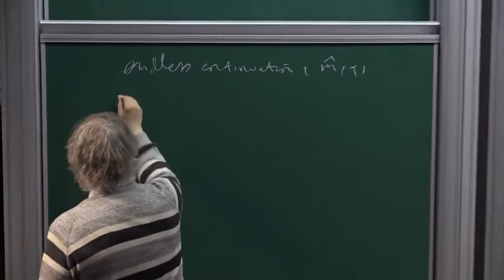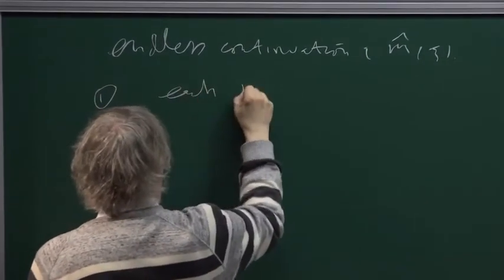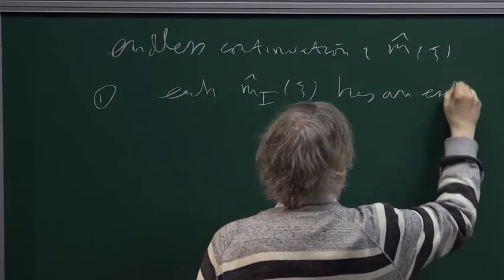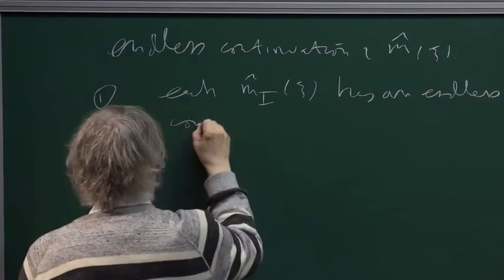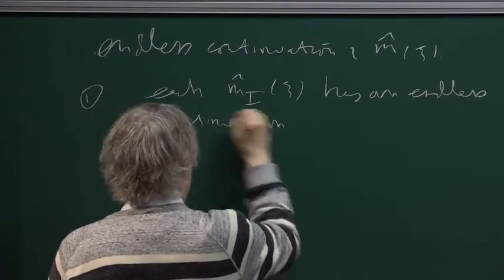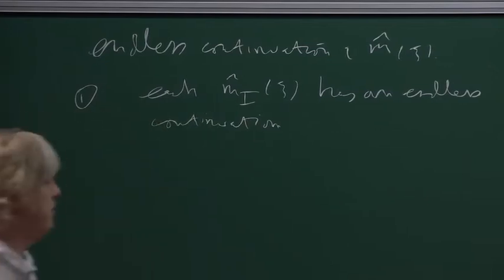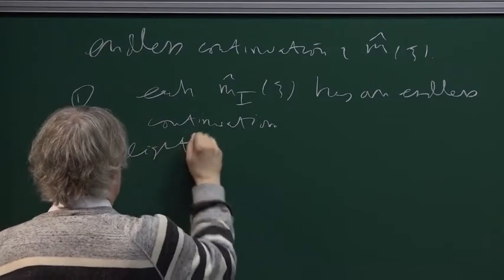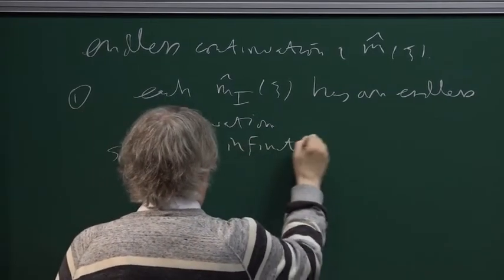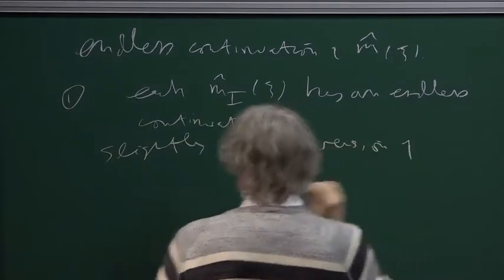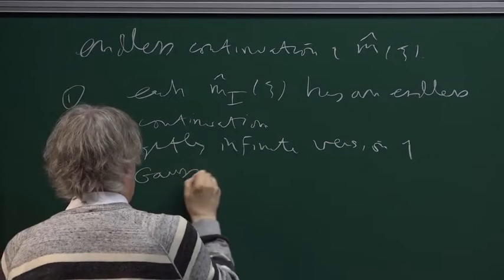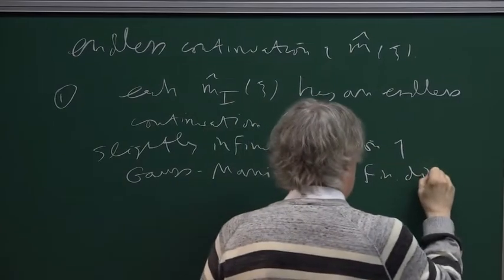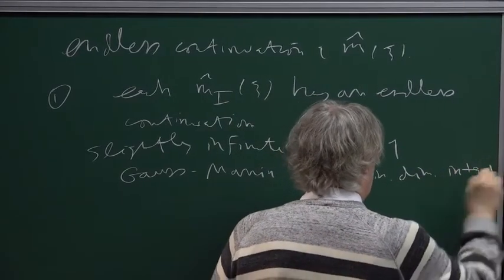So the idea is that we just noticed that each m_i has an endless continuation. So this is just some slightly infinite version of Gauss-Manin, for a finite dimensional integral.